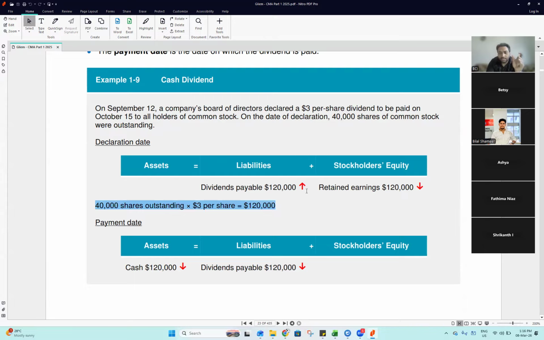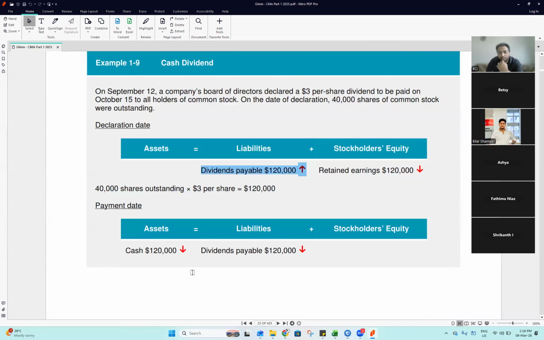So your entry will be retained earnings account debited to dividend payable. Now, when you take from the retained earnings, what happens? Stockholders' equity will decrease and your liability increases. Okay. Then on the payment date, what happens? Dividend payable account debited to cash. Your liability decreases as well as your asset also decreases.